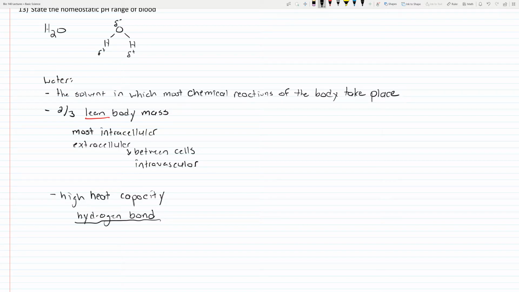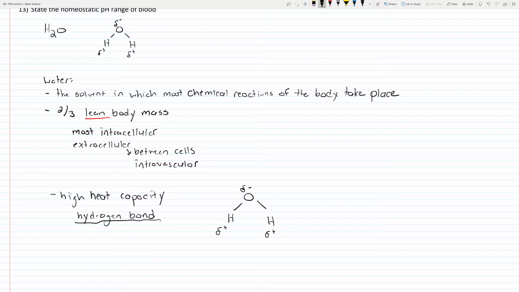So if we look at the structure of water again, we have that slightly negative oxygen. We have these slightly positive charges on the hydrogens. Now remember, water can exist as ice, water can exist as a liquid, and water can exist as a gas, water vapor. Inside of us, the majority of the water is in the liquid state. Normally it's never ice, unless something has gone terribly wrong.